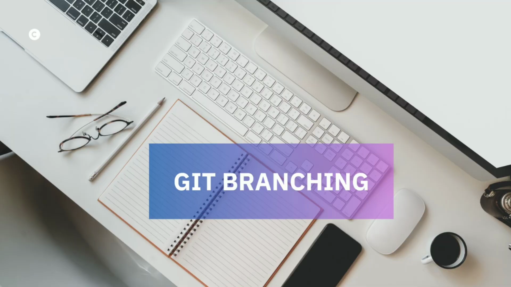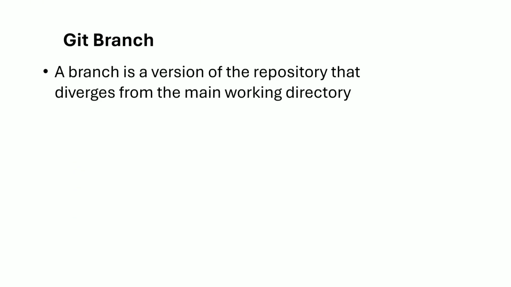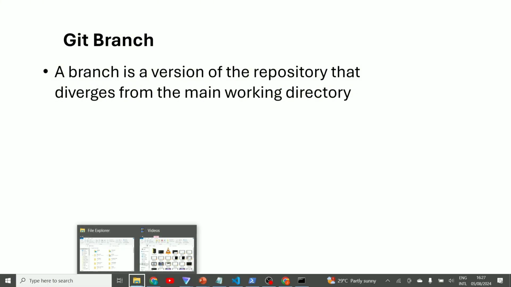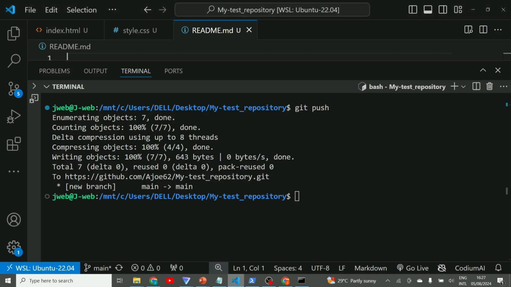Okay, the next thing we want to look at is Git branching. How do we create a branch in Git? How do we work with branches? How do we push branches, and how do we delete branches? First, a branch is a version of the repository that diverges from the main working directory. Take for instance, you are collaborating on a project, and you want to test things out as one of the contributors to the repository. Instead of breaking this up, what you need to do is create a branch.